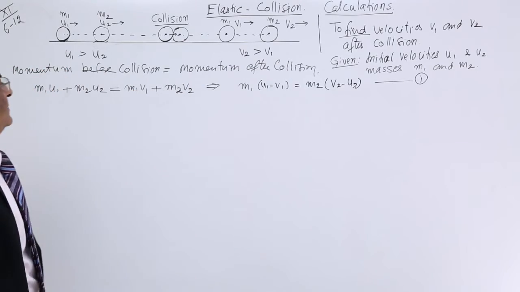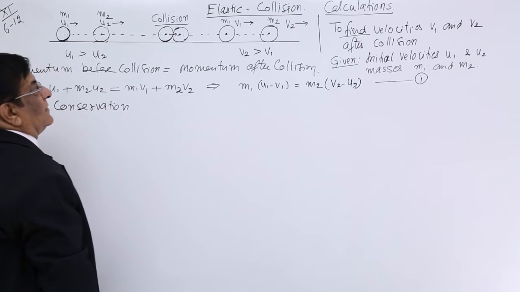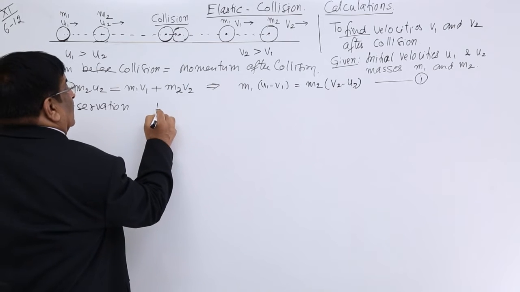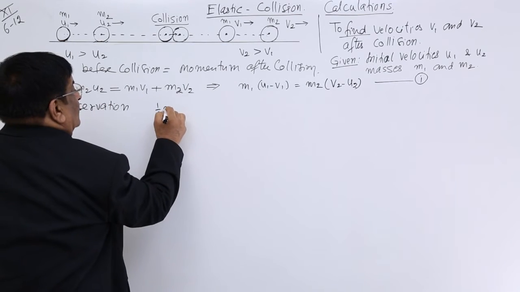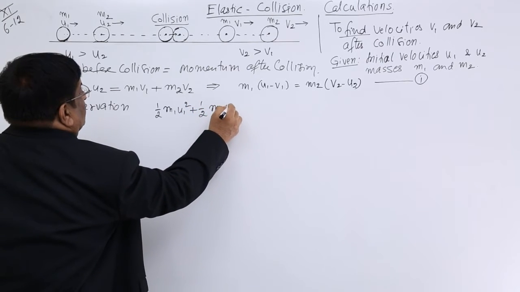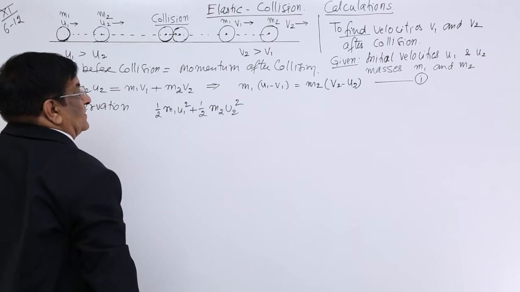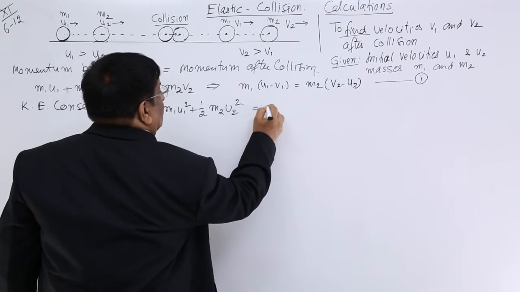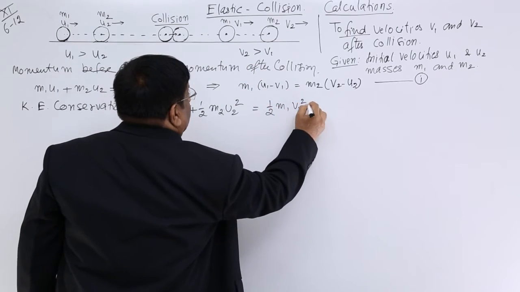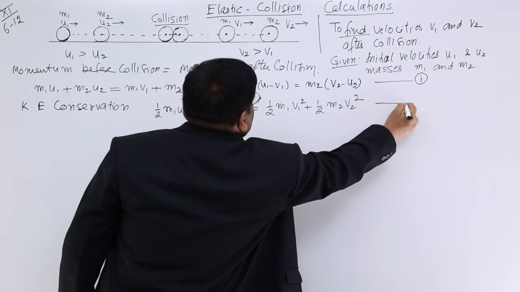For kinetic energy conservation, KE conservation gives us the formula: kinetic energy before collision is equal to kinetic energy after collision. Before collision, it is half m1 u1 square plus half m2 u2 square. This is kinetic energy before collision. And how much is kinetic energy after collision? Half m1 v1 square plus half m2 v2 square. This is after collision.